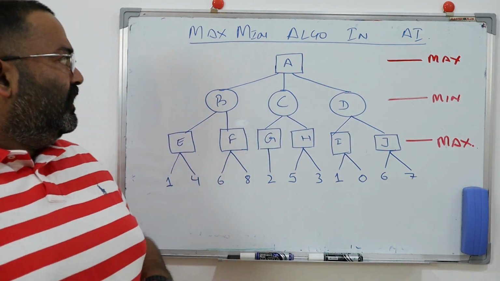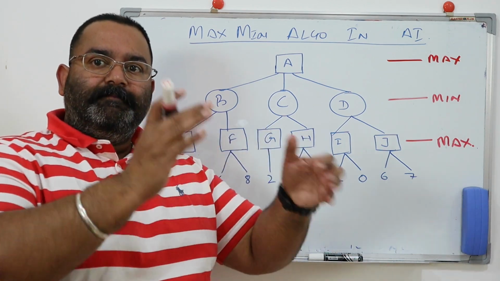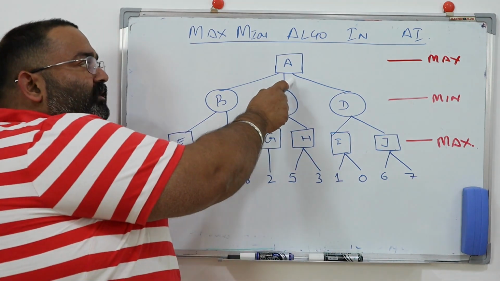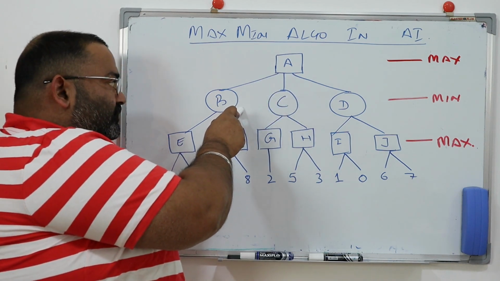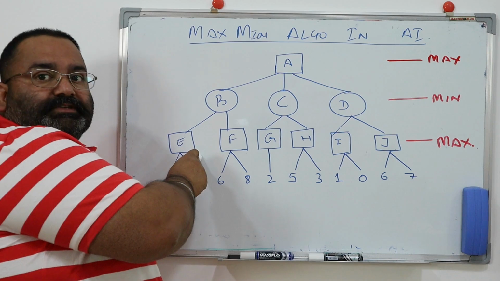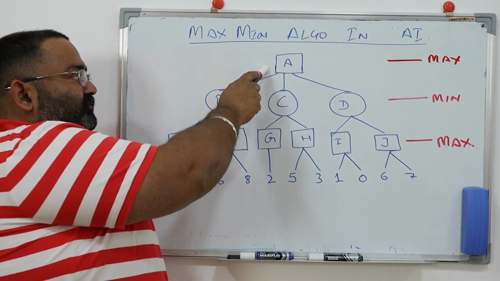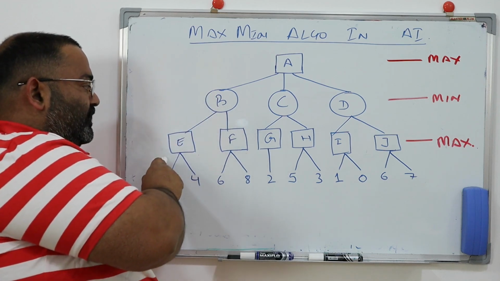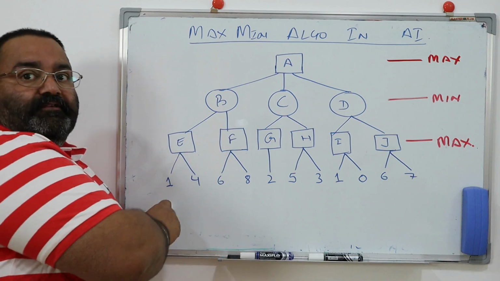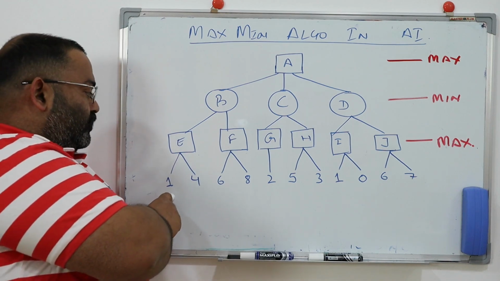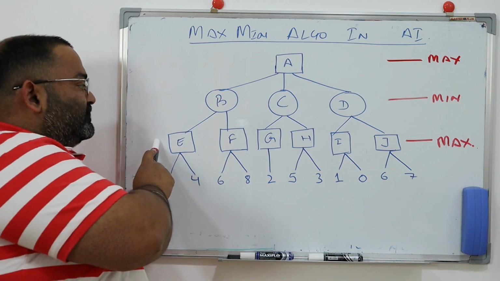The Minimax algo follows DFS, depth first search. I am at the root, so I will go to this child. Then from here, B, I will go to this child. I will go depth wise, from A to B, B to E. Now here is E. E has two leaves. One value is 4 and one value is 1.